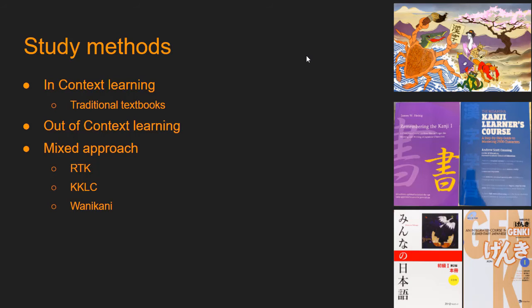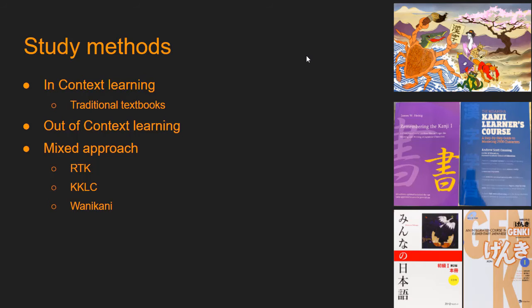They take the best from in-context and out-of-context learning. The mixed approach applies a different mindset, and it consists of learning the kanji without the need to include actual words. But at the same time, you don't focus on cramming all the readings and all the meanings for every single kanji. You just focus on learning the meanings, radicals, and stroke orders, just the basic things in order to use them as walking sticks later on. So some popular methods that use the mixed approach are Remember the Kanji, Kodansha's Kanji Learner's Course, that's the KKLC, and WaniKani.